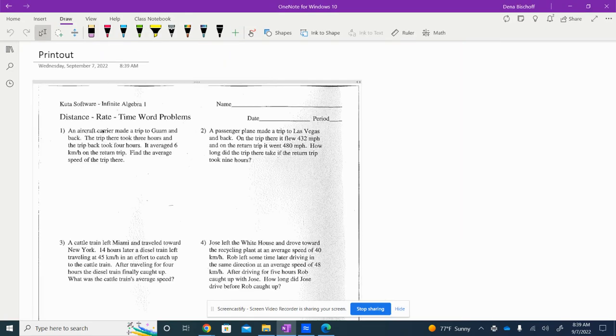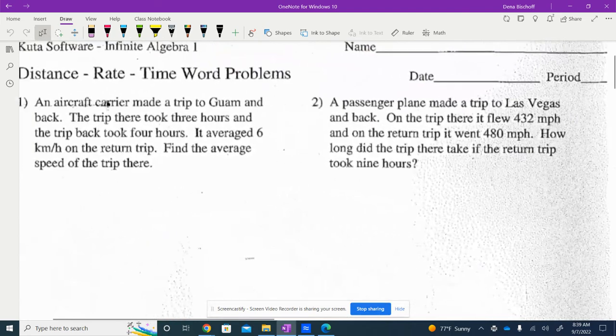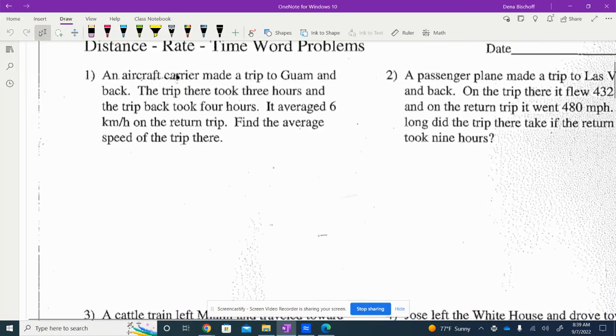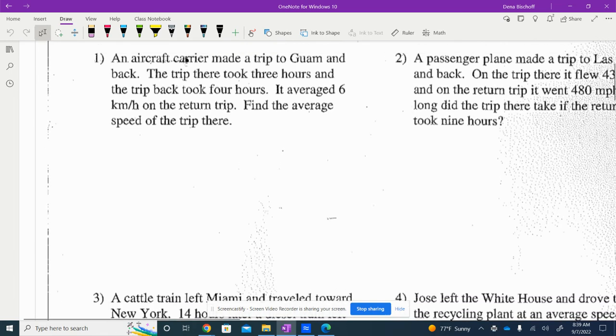So I'm just going to add this right to our notes. We're going to do problem number 1 and number 2. This is embedded into your module. I just want to give you a couple more examples, because I feel like the more examples you have, the better you'll be at these problems.